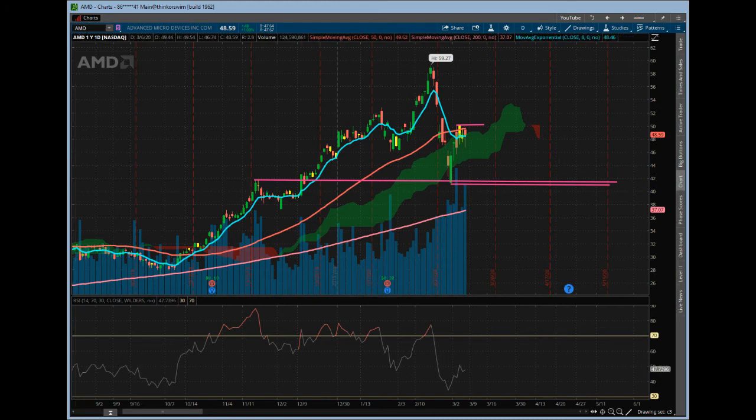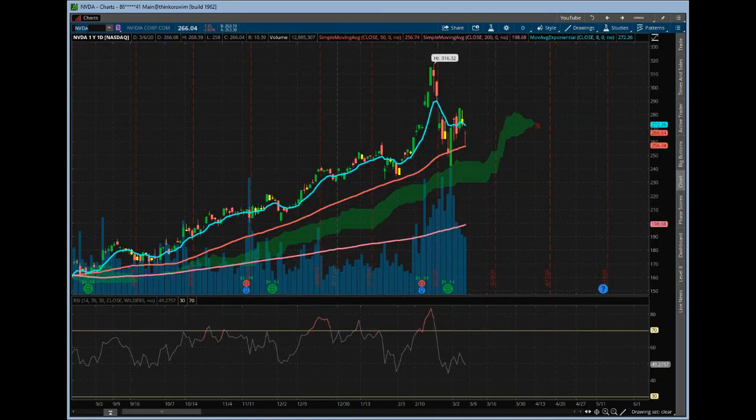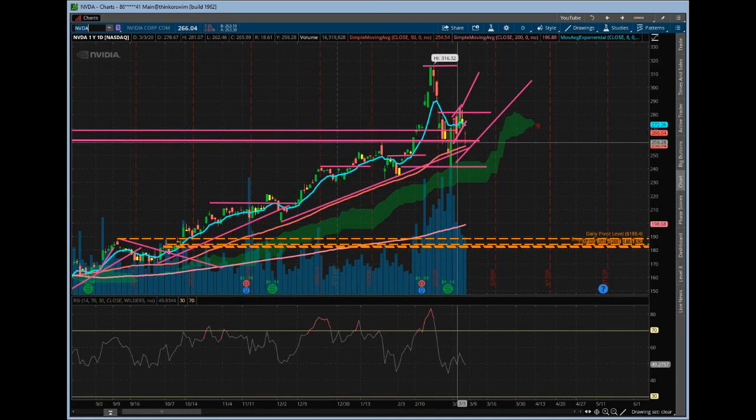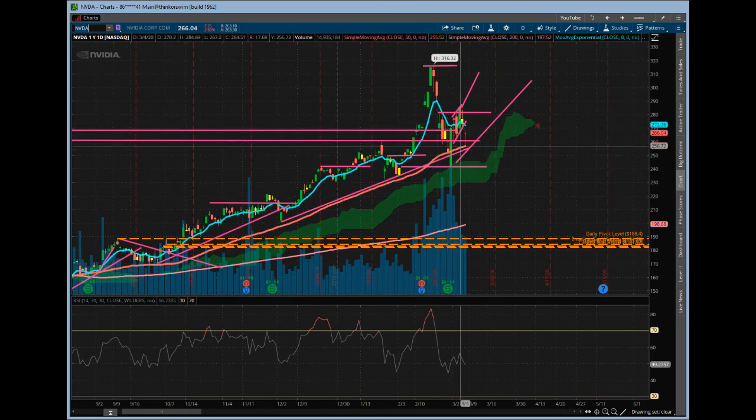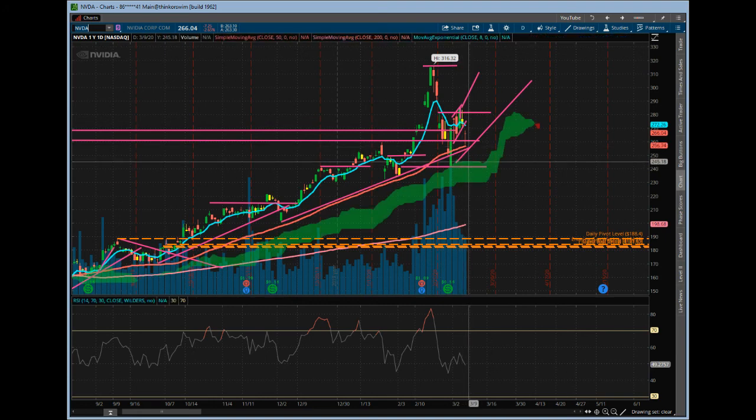And then NVIDIA. NVIDIA's trying. Like I said, Shop had good relative strength this day, so did NVIDIA. Got some decent follow through to the upside. Other than that, it's also chopping around like AMD. So it's holding its 50-day moving average. It's got a cloud burr right here at 245. That's going to be a key level for it to try to hold too.